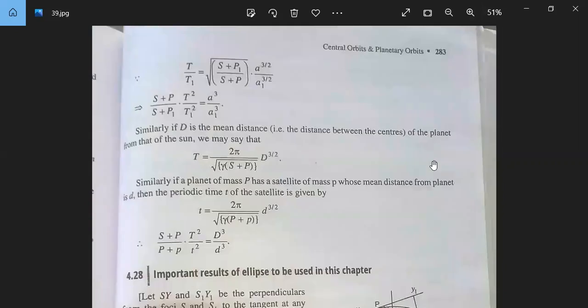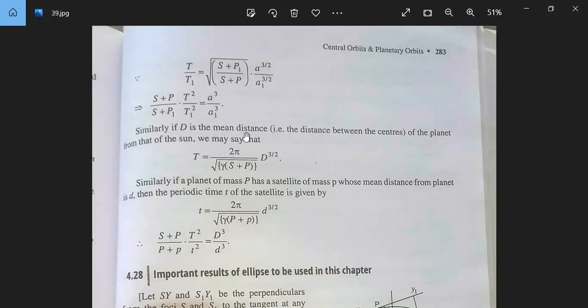और यहाँ से मिल जाएगा हमको T by T1 will be under root (S plus P1) by (S plus P) into (a by a1) to the power 3 by 2. So (S plus P) by (S plus P1) into T square by T1 square will be a cube by a1 cube.